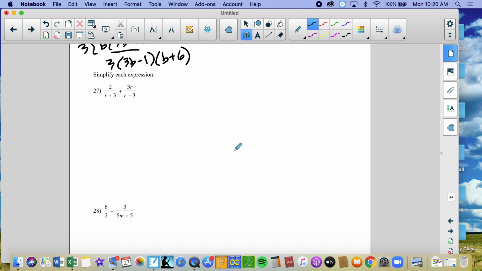All right, combining like terms. We have two terms, two fractions that we have to combine. And we know with any fractions, they have to have common denominators. These do not have common denominators. So we need to find a common denominator. If I have 1/5 plus 1/7, what's the easiest way to find a common denominator? Multiply the two denominators together. So we get 5 times 7, which is 35.